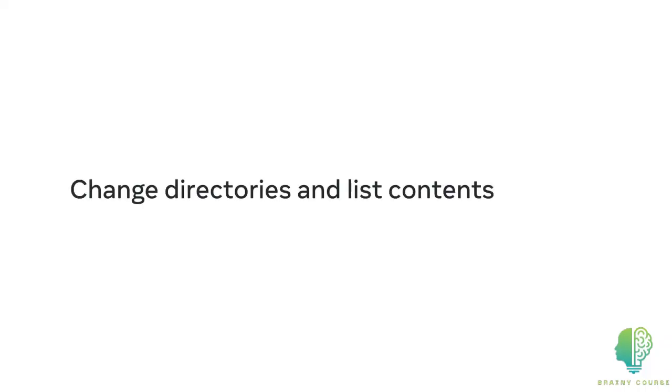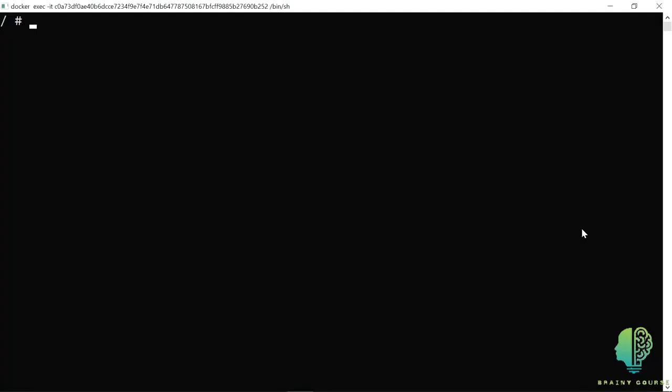I've opened up the command line, and first I want to check what directory I'm currently in. To do that, I run the pwd command. Pwd is short for print working directory. I type pwd and press the Enter key. The command returns a /, which indicates that I'm currently in the root directory. This is the top-level directory within the operating system.